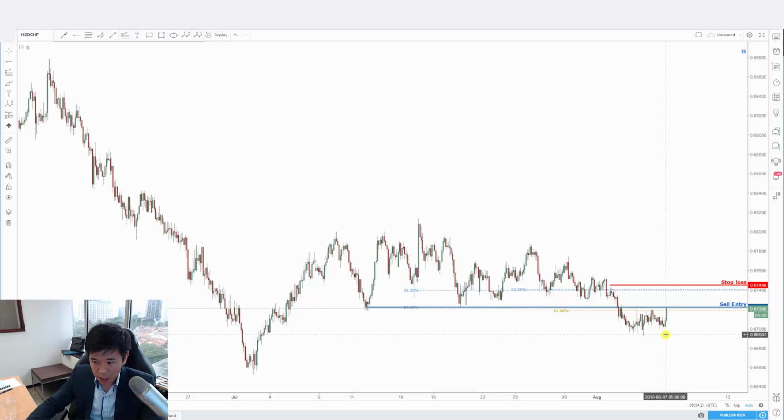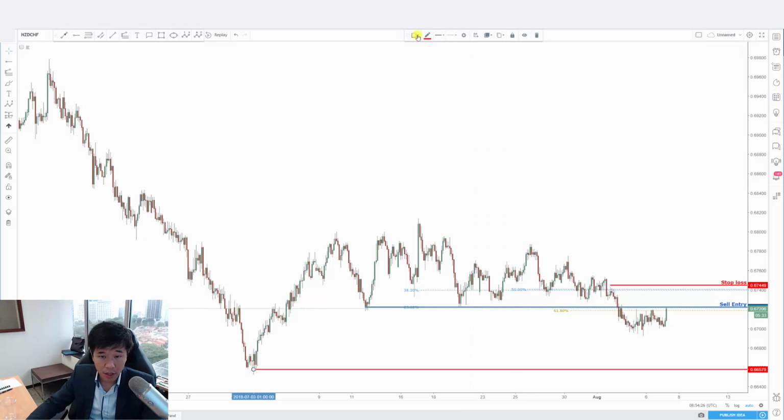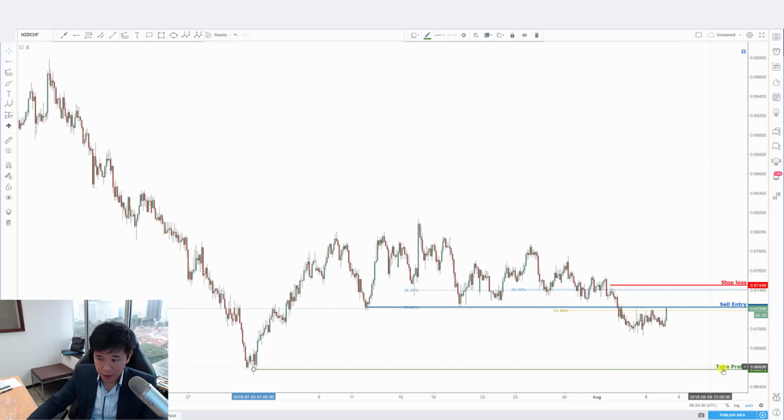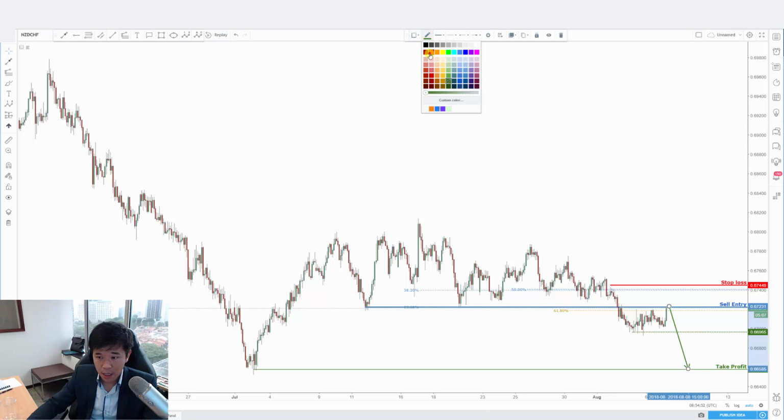How far down are we going to play this move? I personally think that we can go all the way down to this major support. Price tends to be attracted to major support levels, so this could be our take profit, although I would highlight this level here as the first level at which I'll take partial profits. This would be the move down that we're expecting, price dropping all the way down from a sell entry to this level.